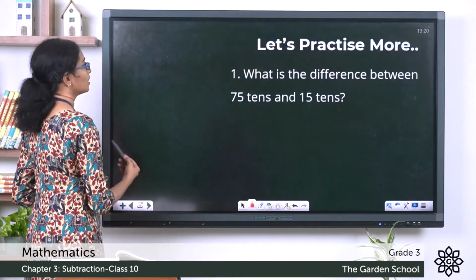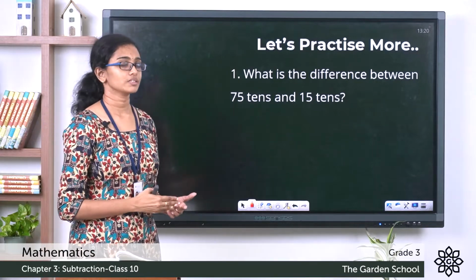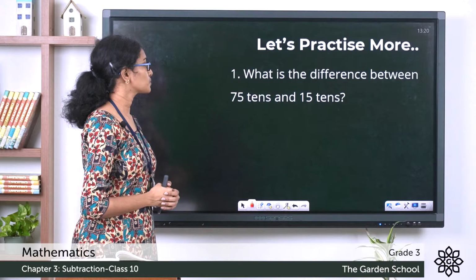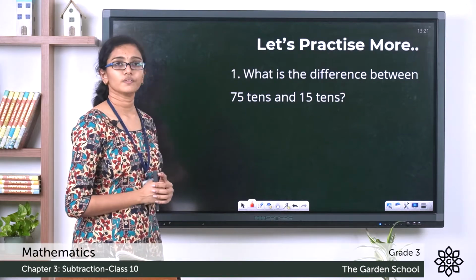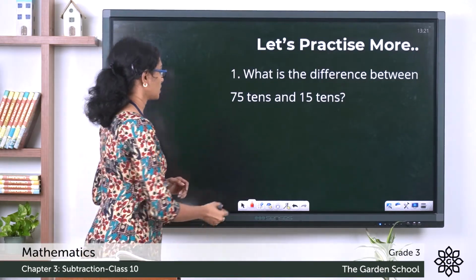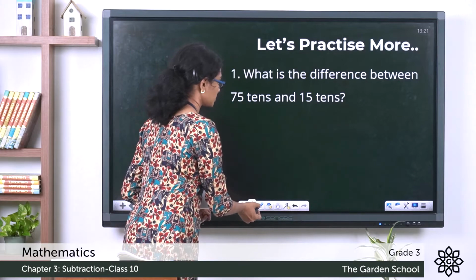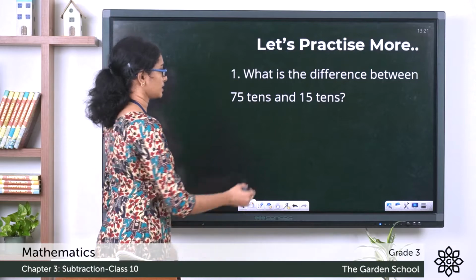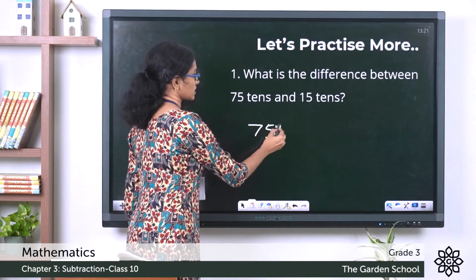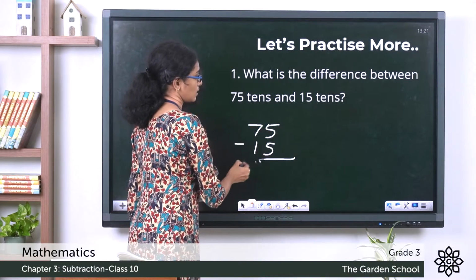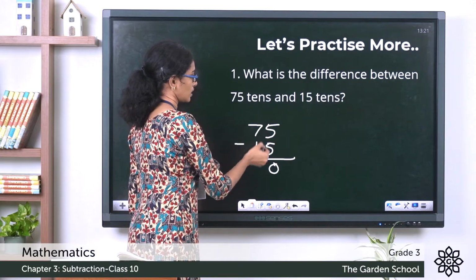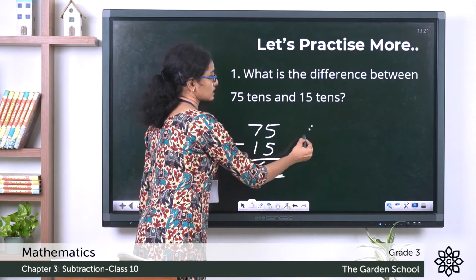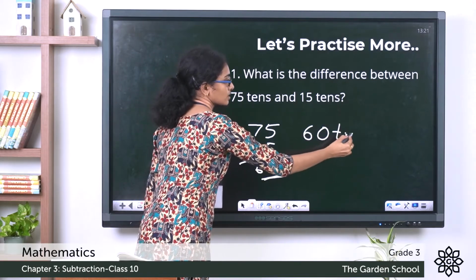Now, we'll see some more questions from the concepts we learned in this class. First one, what is the difference between 75 tens and 15 tens? See, both these numbers belong to the same place, right? So, let's do the subtraction directly. 75 tens minus 15 tens. 5 minus 5, 0. Now, 7 minus 1, it is 6. So, what is the answer? It is 60 tens.